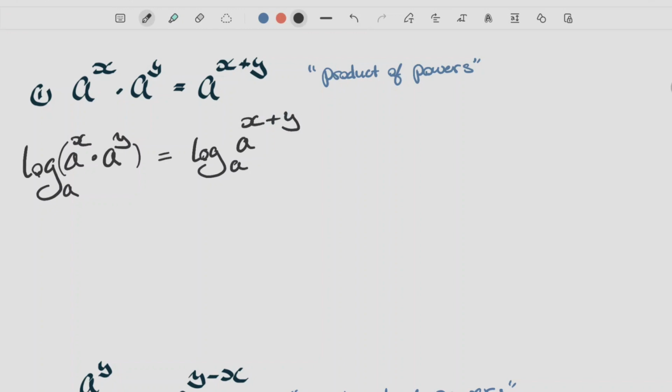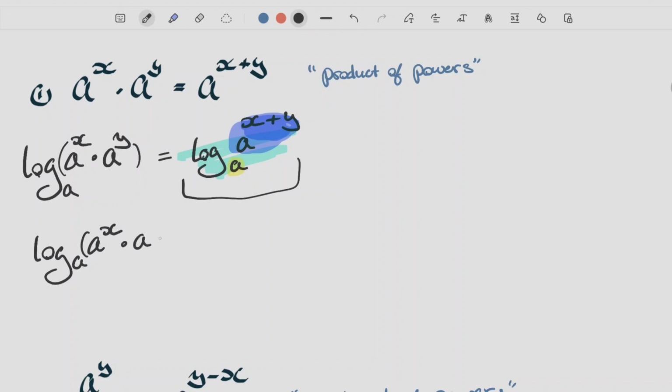Well, we discussed our definition. This entire thing, just to reiterate, is the number that when a is raised to it gives us this thing. Oh, but this thing, the dark blue, we know that a raised to x plus y is equal to the blue thing. So we can simplify that a bit. Left side stayed the same, right? We didn't do anything with that yet. Equals x plus y.